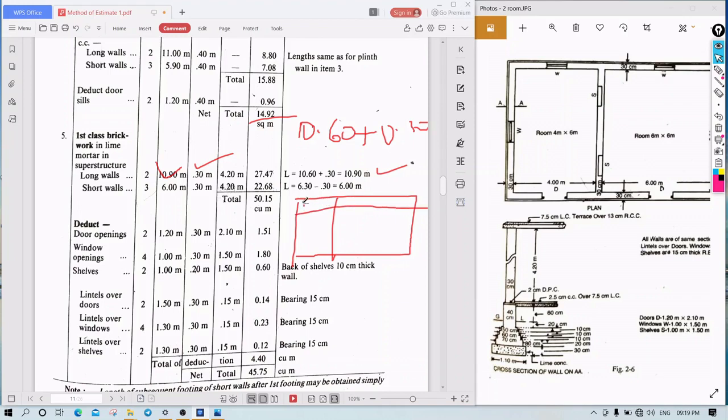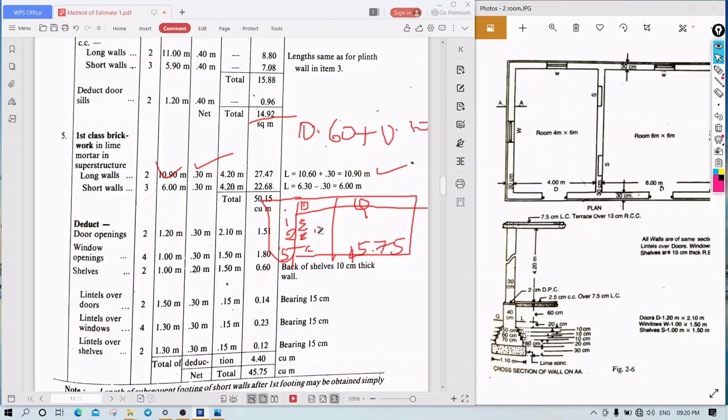Here the particular numbers are 1, 2, 3, 4, 5. Here is the particular of the item, so whatever work we have done: earthwork first. The second one is foundation. Here is the total or net quantity, whatever you have written. For example, the fifth one is first class brickwork. What is the total quantity? 45.75 is the total net quantity.